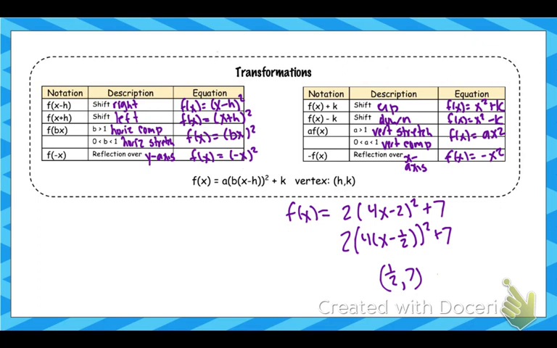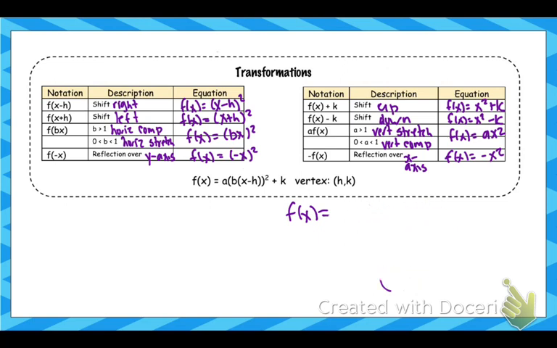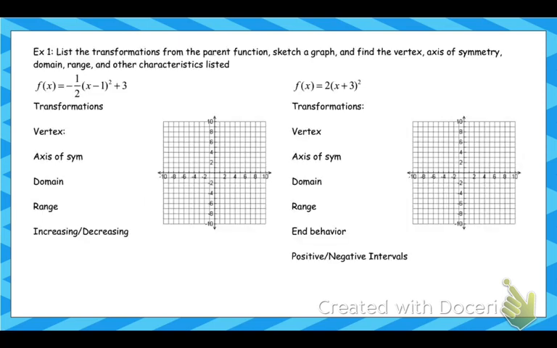Now, you're not going to see this very often with quadratics. We just don't really deal with horizontal stretches and compressions that often, but you are going to see that come up later on with some of our other graphs that we do. So it's just a good habit to get into to factor out that value. All right, so let's go ahead and do a couple examples. So to start, we're going to list our transformations.